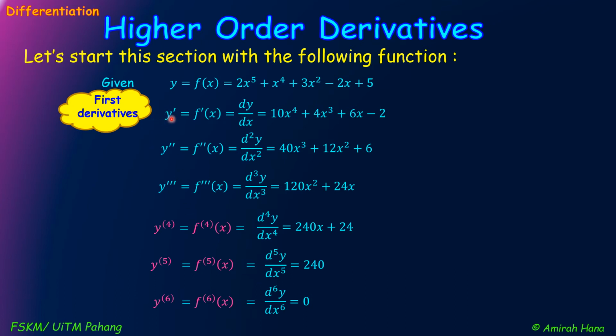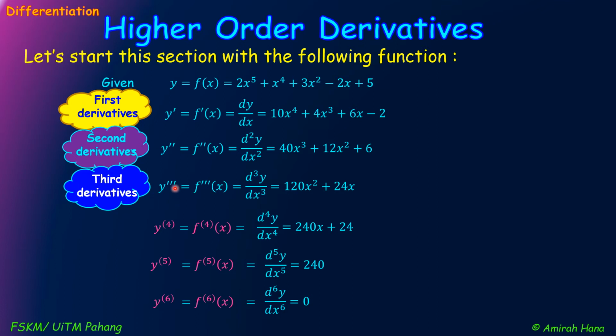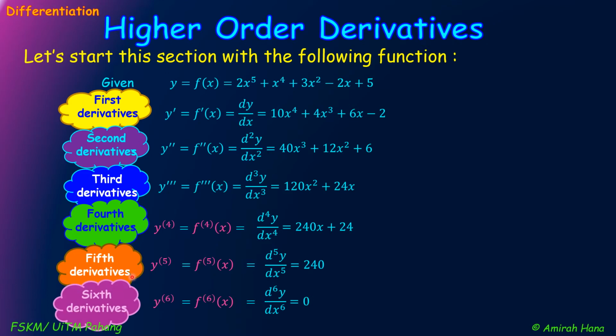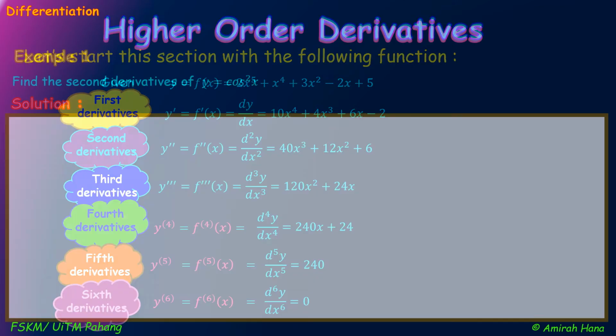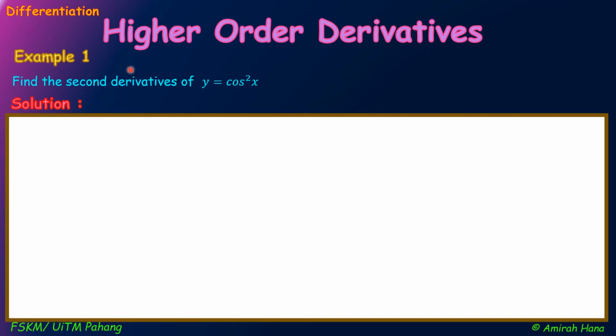For f' or y' or dy over dx, it is called the first derivative. For f'' or y'' or d²y over dx², it is called the second derivative. Then followed by third derivative, fourth derivative, fifth derivative, sixth derivative, and so on. So these are called higher order derivatives. An example will show how it is all done.